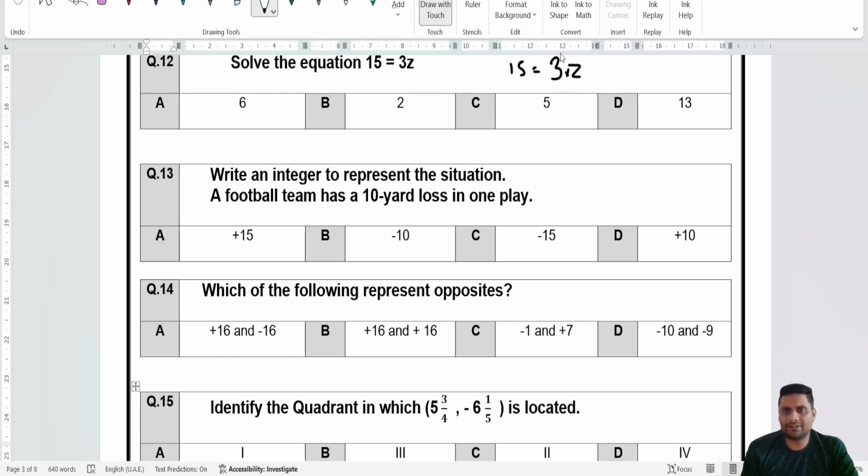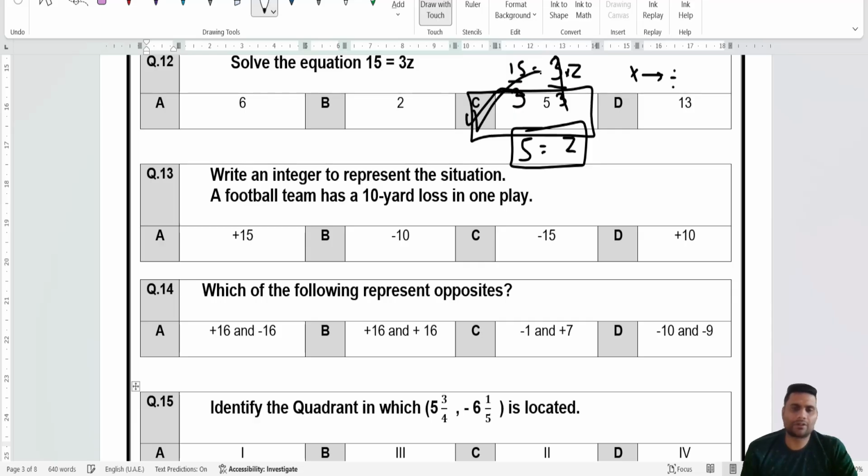To find the z we have to remove the multiply 3. So opposite of multiply is divide. So I will do divide on both the sides. Remember, both the sides. 3 divided by 3 is 1, no need to write 1. Z equals 15 divided by 3, which is 5, so my z is equal to 5. Here option number C again. Okay, done. Let us go to the next question.